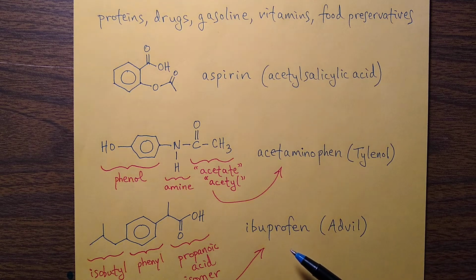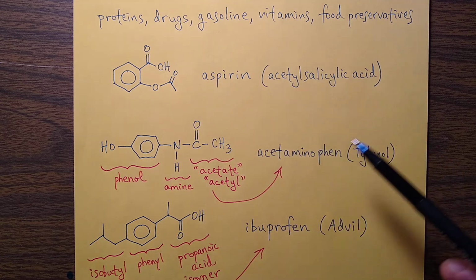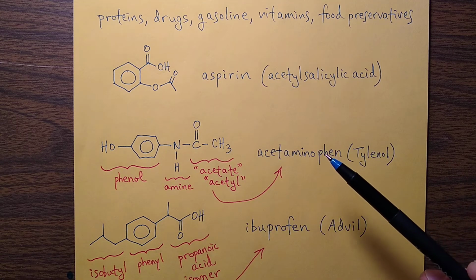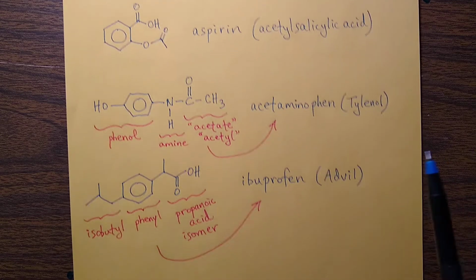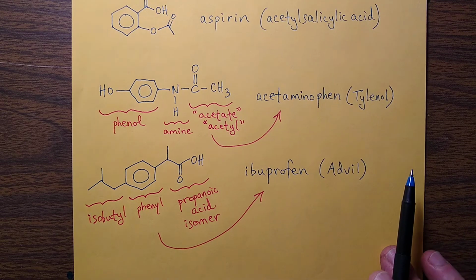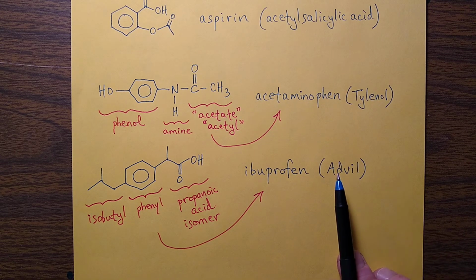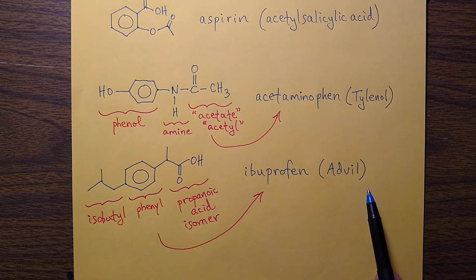Acetaminophen and ibuprofen were synthesized partly for that reason. They were molecules that had the same effect as aspirin, but they didn't have the side effects of causing ulcers. If you look at these molecules a little closer, when we get more into how to name these things, you can kind of see where pharmaceutical companies came up with these names.